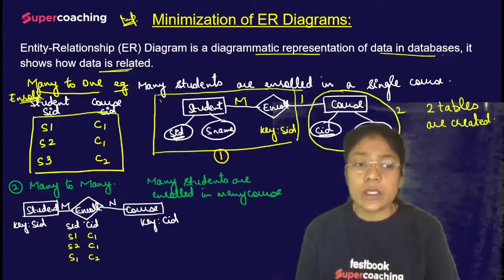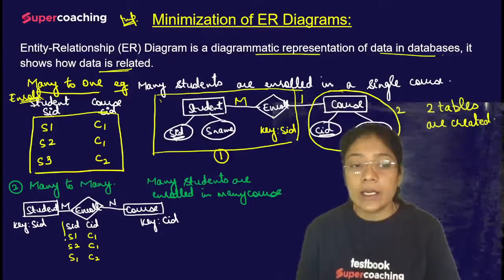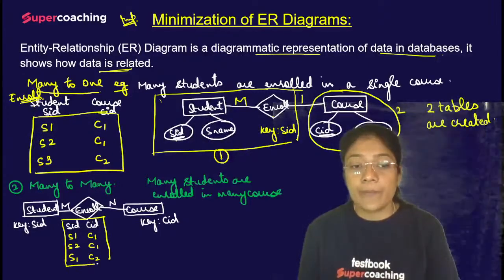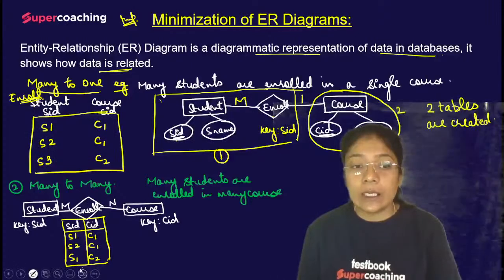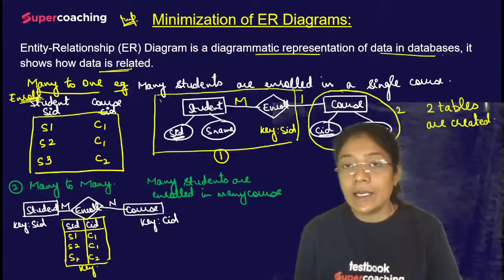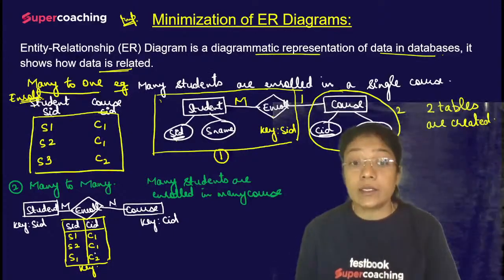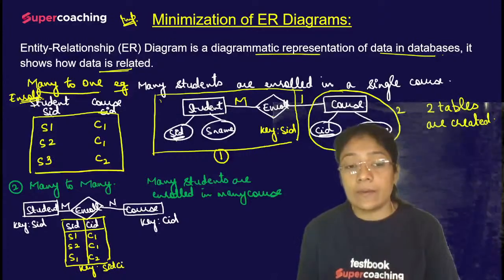On the basis of this, can you tell me what will be the key for the relation enroll? ये तो table बन गया. Key will be here. SID is not behaving as a key. CID is not behaving as a key. So the key will be SID and CID. Here we are getting a composite key.